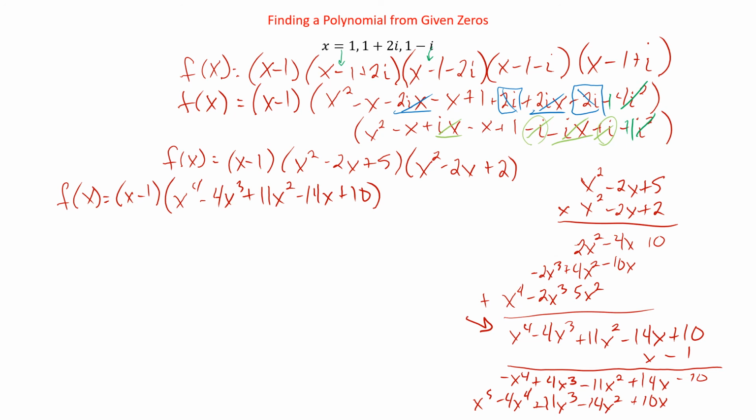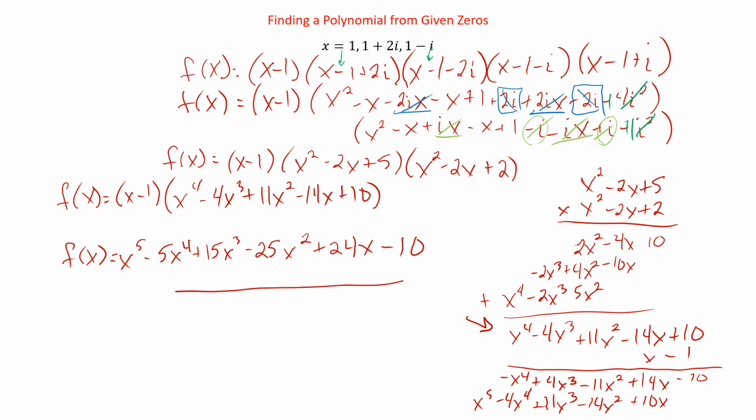Now we can add these together. I'm going to add them together and put them over here. So we have an x to the fifth. Negative x to the fourth minus 4x to the fourth is minus 5x to the fourth. 4x cubed plus 11x cubed is plus 15x cubed. Negative 11 minus 14 is negative 25x squared. 14x and 10x is plus 24x minus 10. So that is what that polynomial would be in standard form.